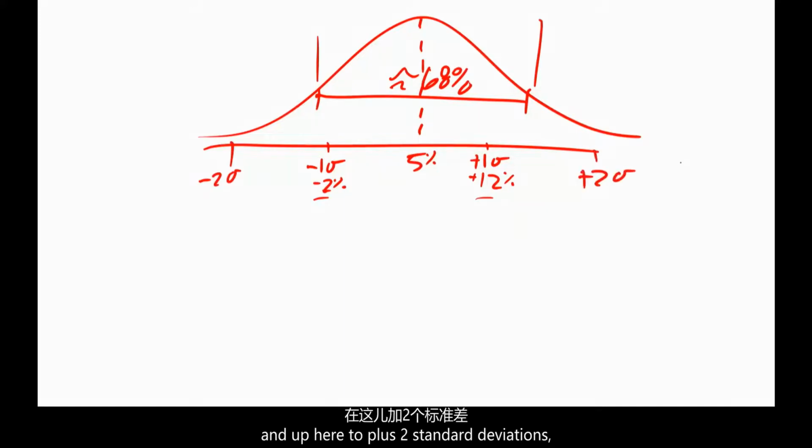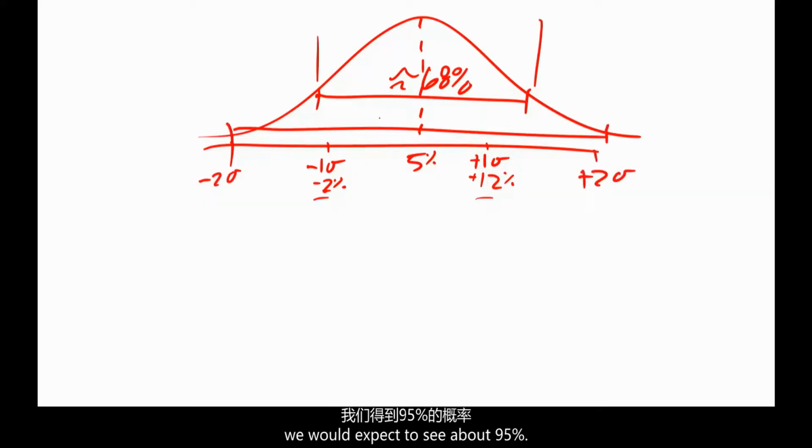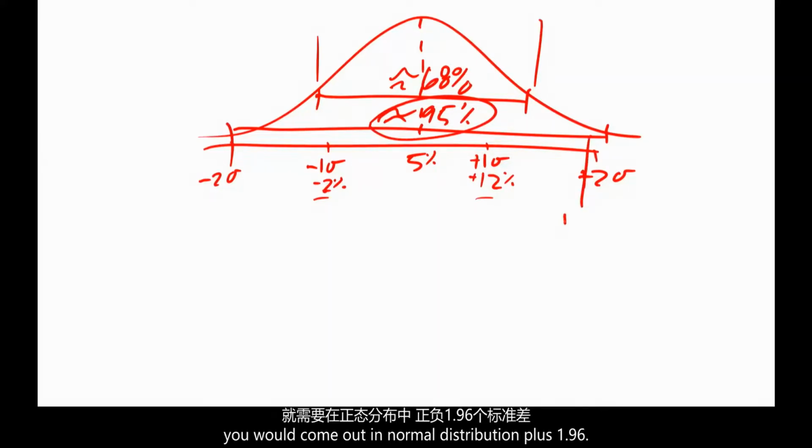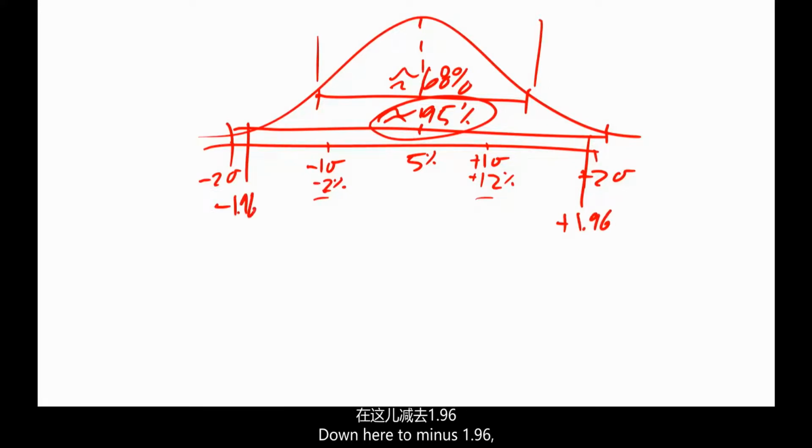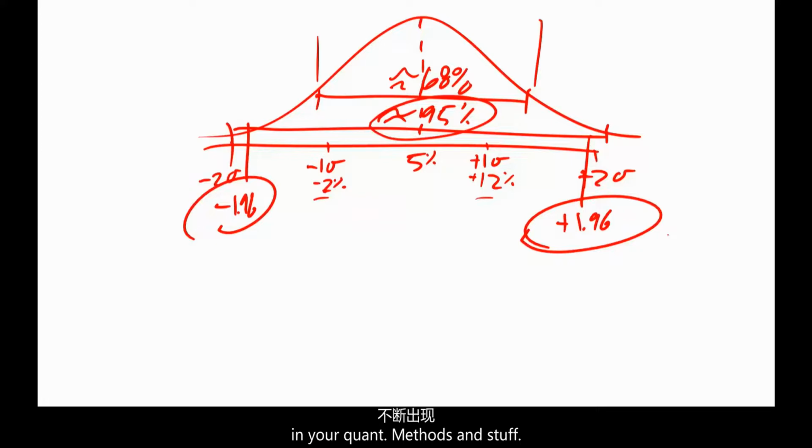So if we went down here to minus 2 standard deviations, right, and up here to plus 2 standard deviations, well, in that range we would expect to see about 95%. And even if it was normal, it would still be an approximation there. It would actually be about 96%. So if you wanted to get exactly 95, you would come out in a normal distribution plus 1.96 down here to minus 1.96, which is the number that keeps showing up in your quant methods stuff, 1.96, when you were doing t-tests. That's where it comes from. In a normal distribution, if you go up and down 1.96 standard deviations, then you'll have 95% of the data in that interval.